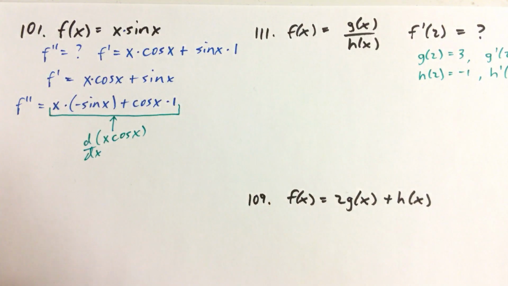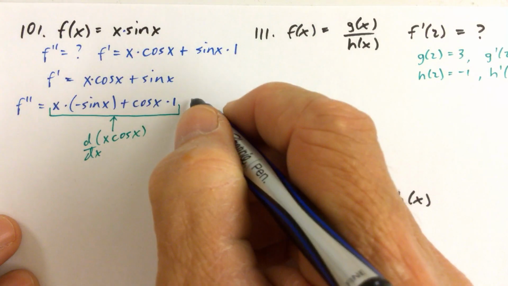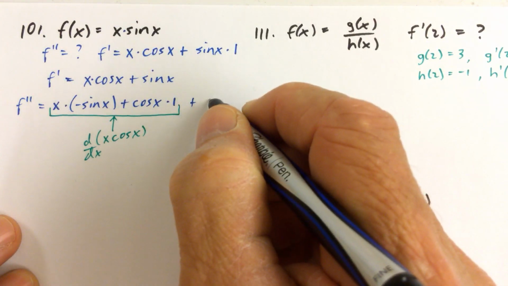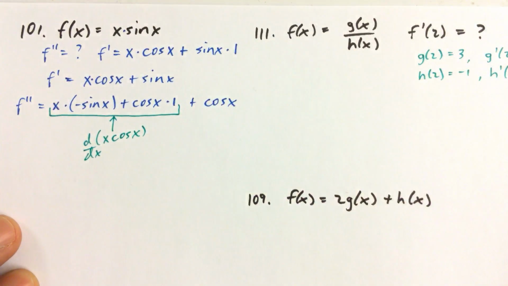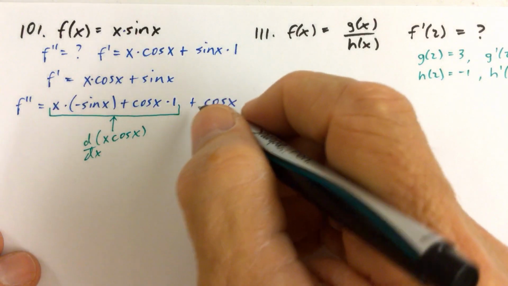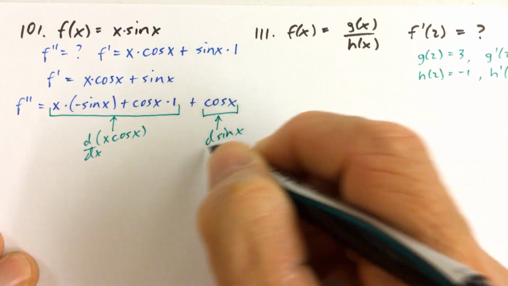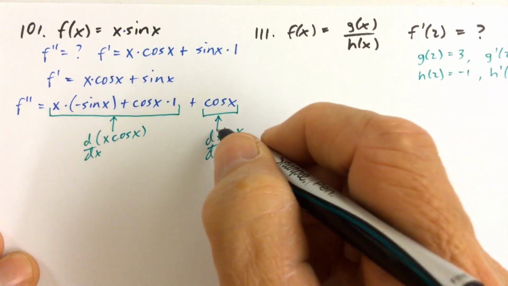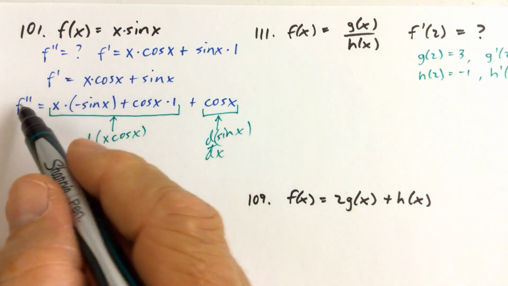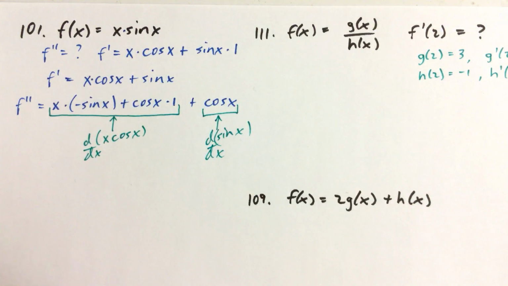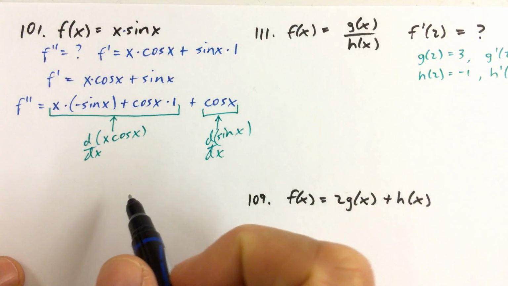And then I just have to add to that the derivative of the sine of x, and the derivative of the sine of x is the cosine of x. So we just use the rule. And again, just to clarify, that right there is the derivative of the sine of x. So that's how we find the second derivative of the original function, and it probably could use a little cleaning up.